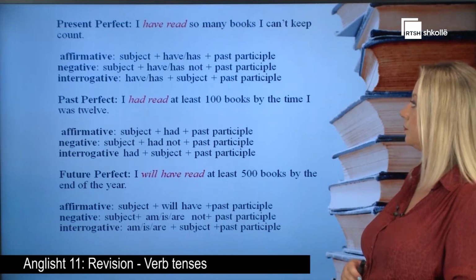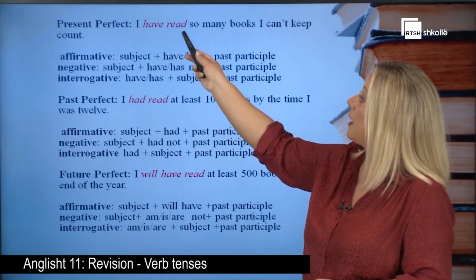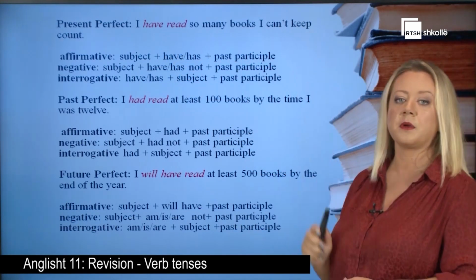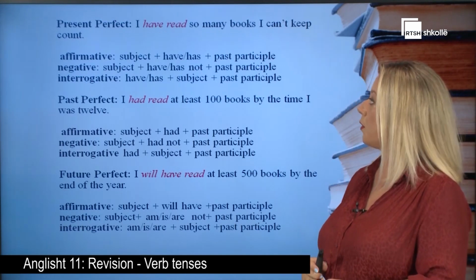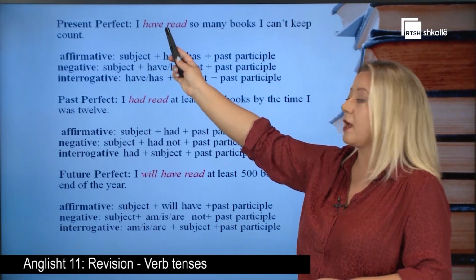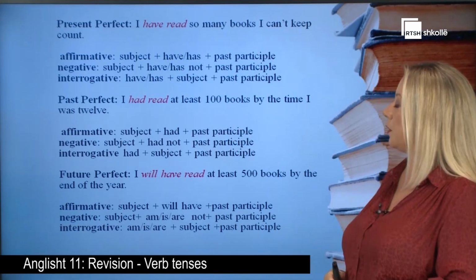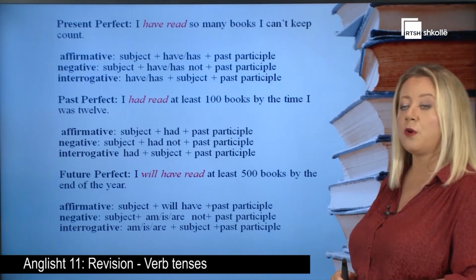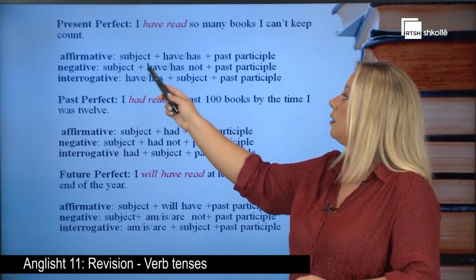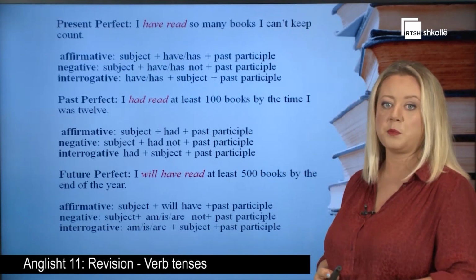Perfect tenses now. I have read so many books I can't keep count. How to form it? We have the subject plus have, or has in the third person singular, plus the past participle of the verb. The negative form is subject, have or has not this time, followed by the past participle.